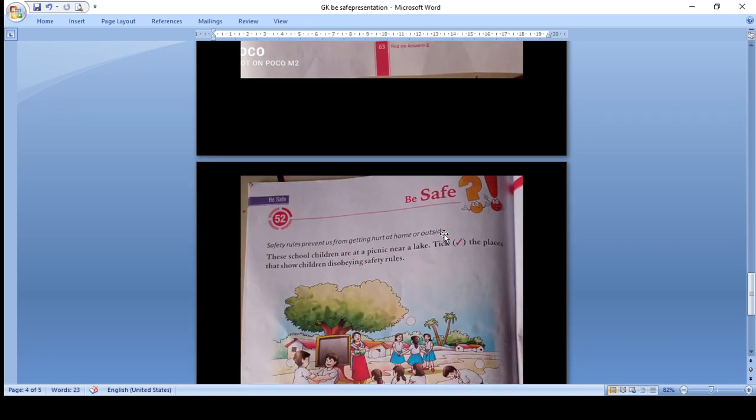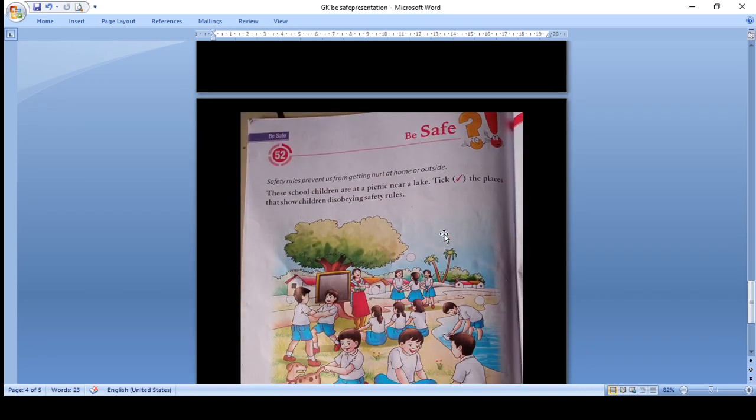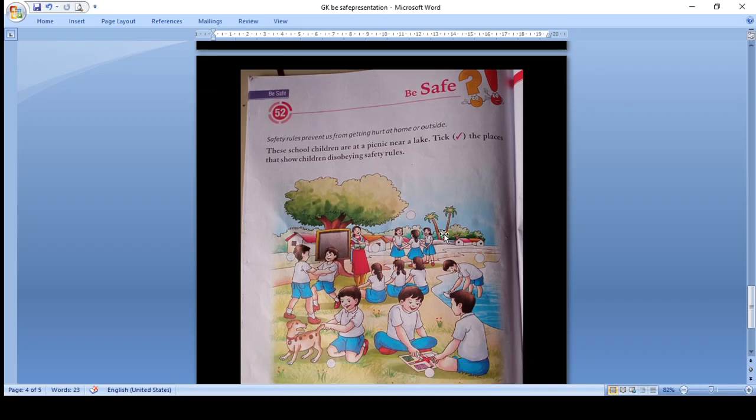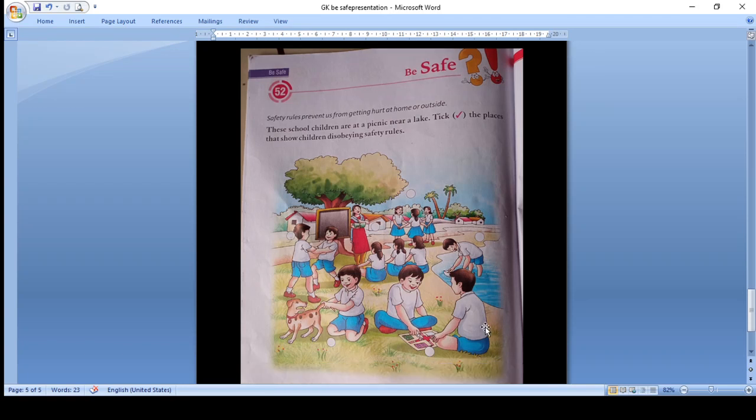Next one, now this you can do. Safety rules prevent us from getting hurt at home or outside, right? These school children are at a picnic near a lake. Tick the places that show children disobeying safety rules. Here you have to tick where the children are not behaving properly. They went on a picnic outside. Okay, you can see here misbehaving is going on.